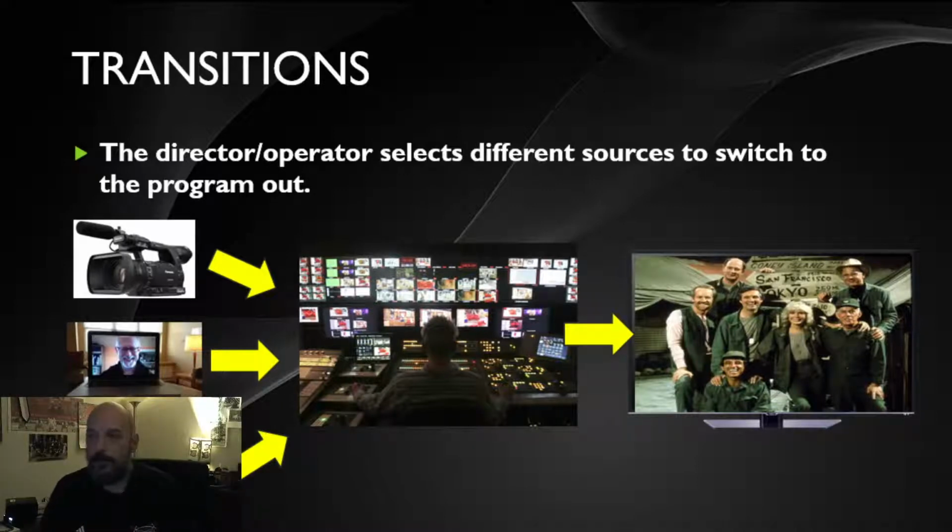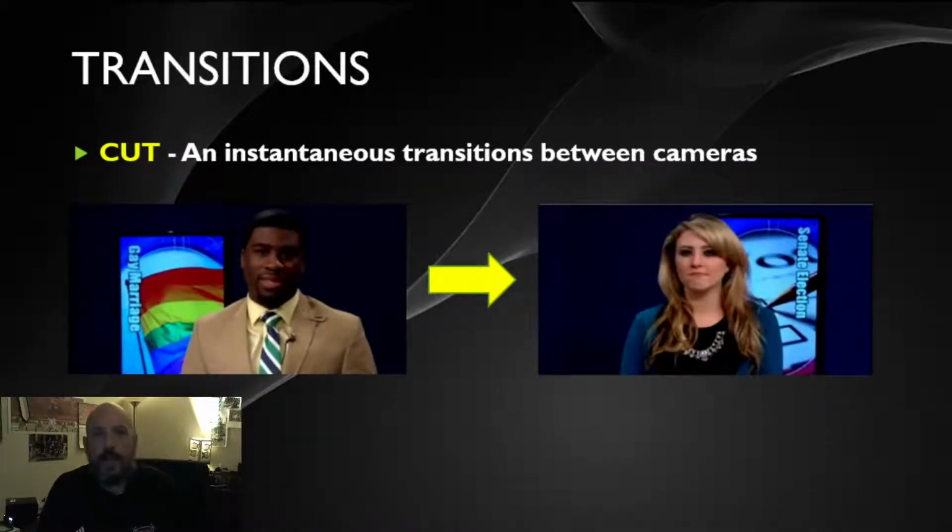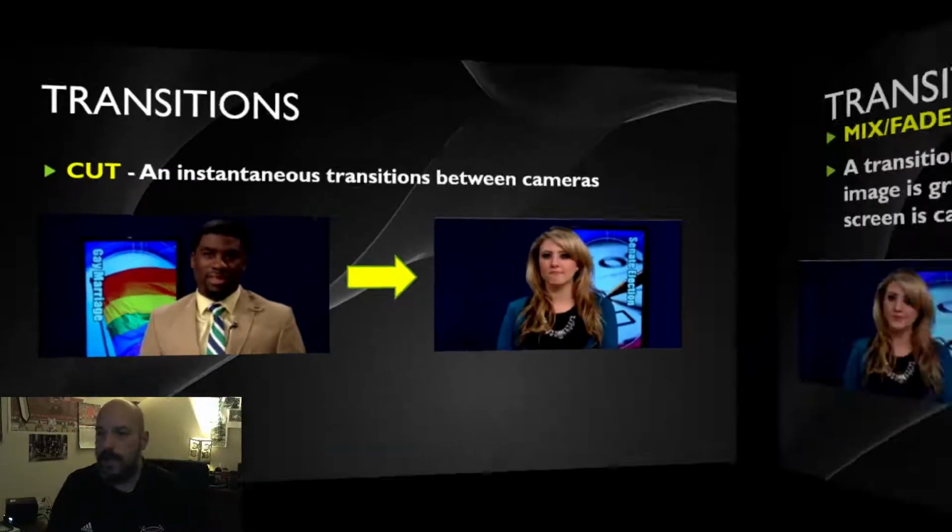So the director will sit at a production switcher and pick and choose what all the video sources that come in, and they can send them out using different types of transitions. The first type of transition we have is what's called a cut, and this is where a video goes from one signal straight to the other, and it's instantaneous. You don't see any degradation between the two. It just goes from one person to the next in one instant.